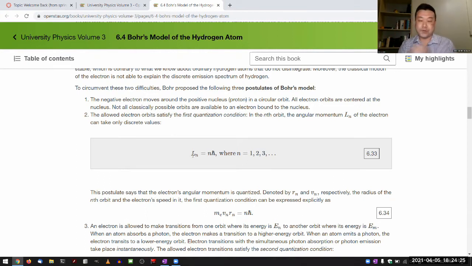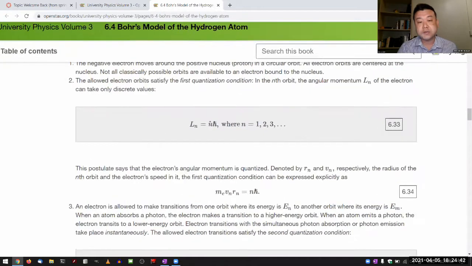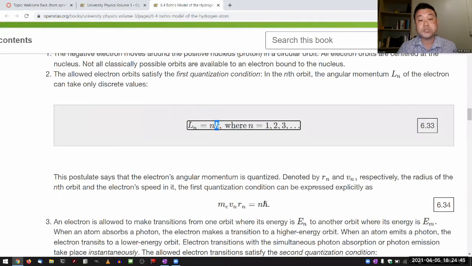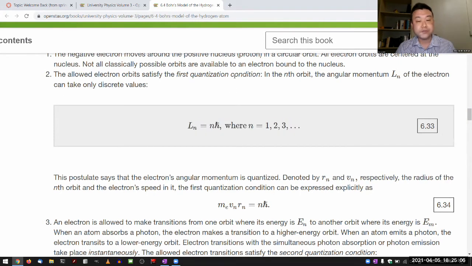But Bohr, with no particular justification, assumed: what if this value of angular momentum is quantized? It doesn't take just any continuous set of values, but only integer units of a quantized value, h bar, or the reduced Planck constant, h divided by 2 pi. It's quite common: instead of writing 2 pi every single time, we just use h bar to indicate that we are dividing h, Planck's constant, by 2 pi. So he just assumed that the angular momentum of the electron can only take these allowed values. And if someone were to ask, why?